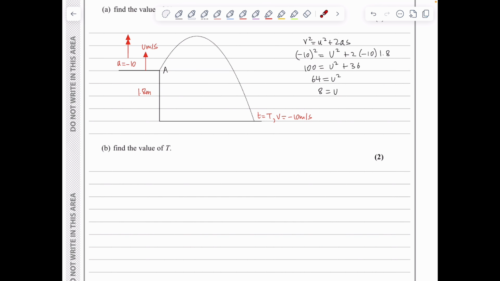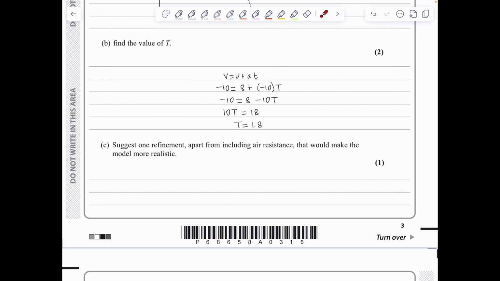In part B, we need to find the value of capital T, and I'll be using V is U plus AT. So we know that capital T is the time of flight. We've got the initial velocity being 8. We've got the final velocity being negative 10. So we can simply say that the negative 10 is equal to 8 plus the negative 10 times the capital T. So negative 10 is equal to 8 minus 10T, which leads to 10 capital T is 18, and therefore capital T is 1.8.